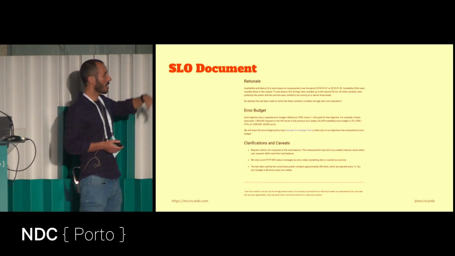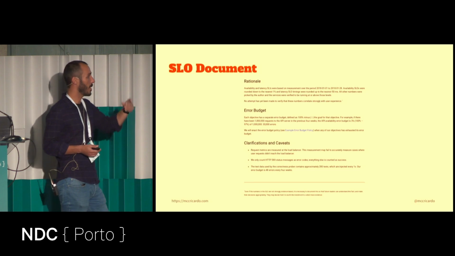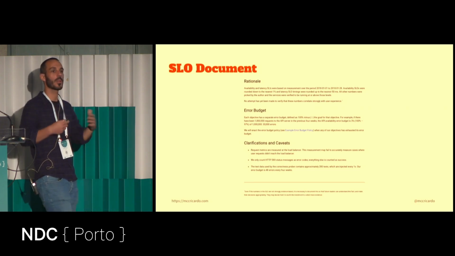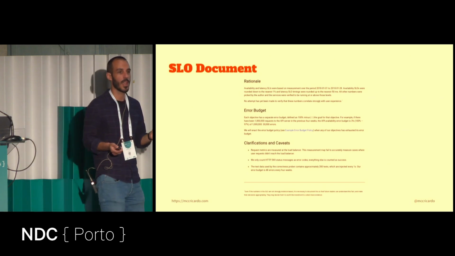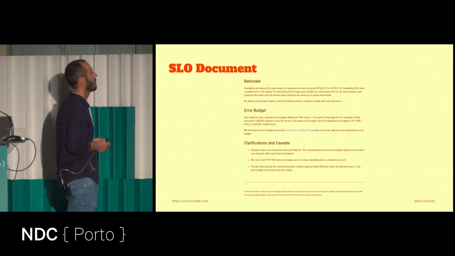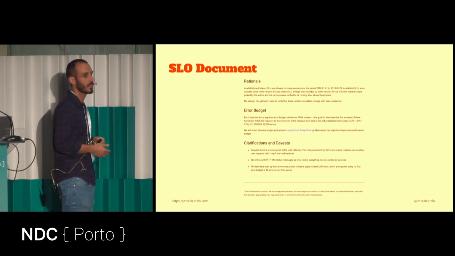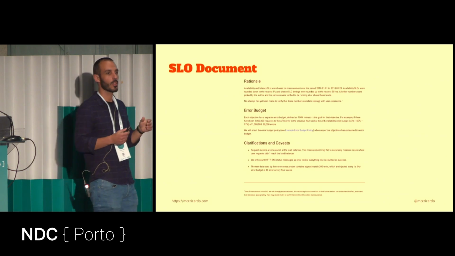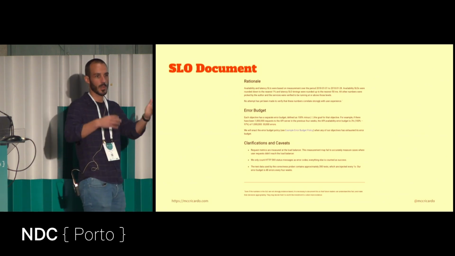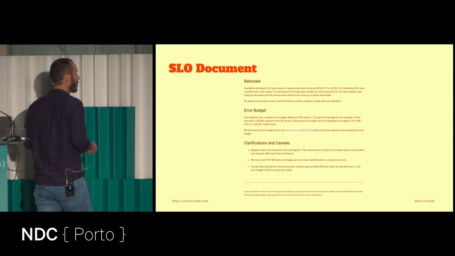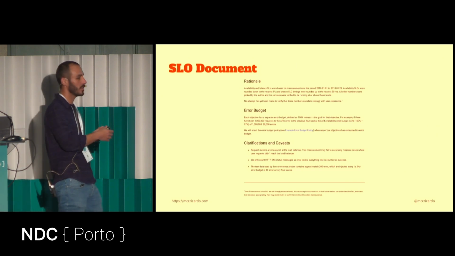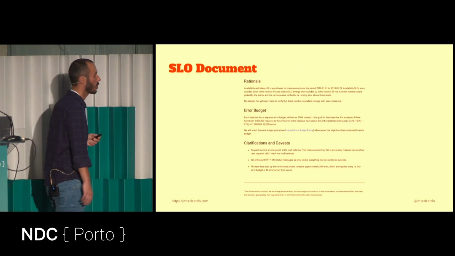The error budget is a concept that we're going to see in a bit after a few slides, but it's essentially how much unreliability you are able to accept and still maintain a high level of reliability. And of course, we can have a last section where you have clarifications or caveats. So you can use this SLO with this type of service, but you shouldn't use it with that type of service because of X, Y, and Z. So this is just an example of an SLO document. It's a good starting point, and then you can adapt it to your own reality.